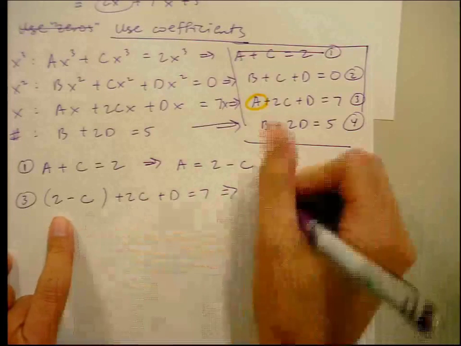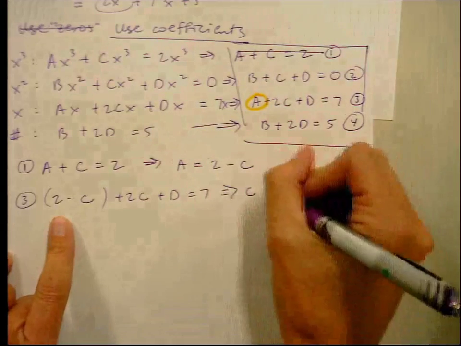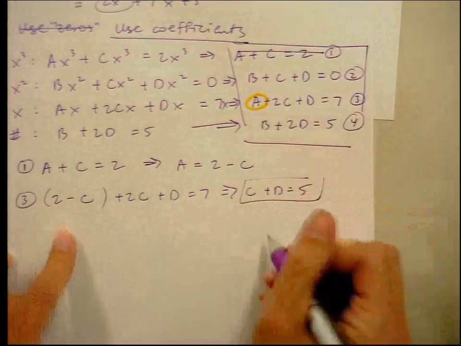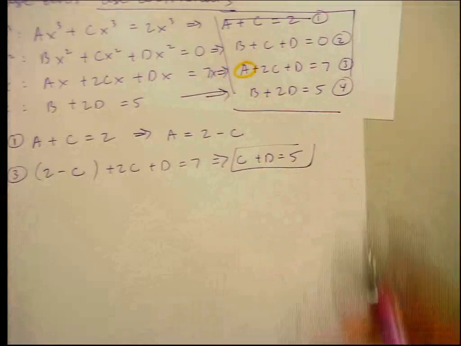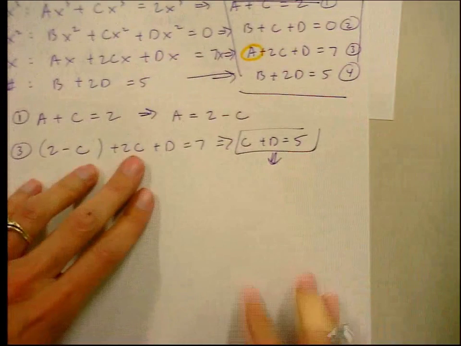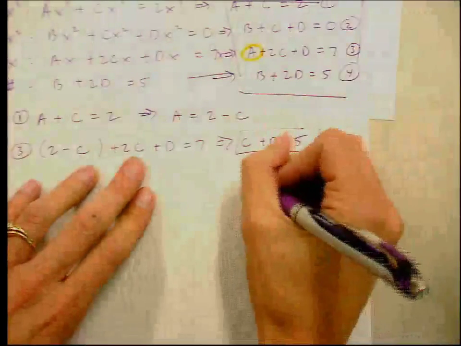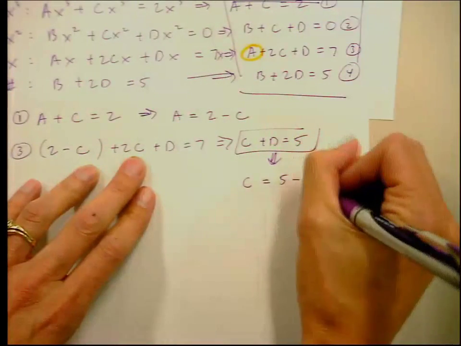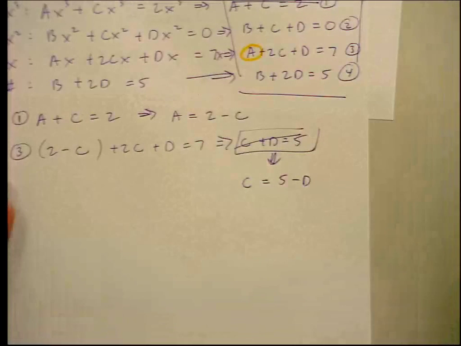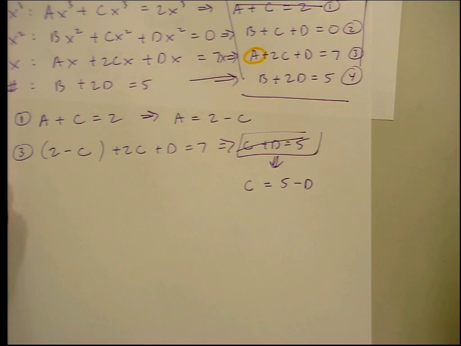2c minus c gives me 1c plus d equals 5. This gives me another relationship I can use to do my substituting. I can move the d over and say c is the same as 5 minus d, and I'll be done with that relationship. Okay, c is the same as 5 minus d. I would really like to get somewhere.